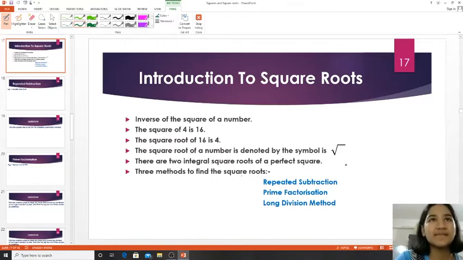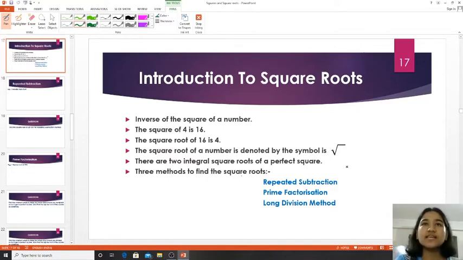Okay, so I am Siddhivarda Agrawal of grade 8A, and today I am here to explain an interesting topic. That's the next topic of the chapter Squares and Square Roots: Introduction to Square Roots. So let's begin with our session.